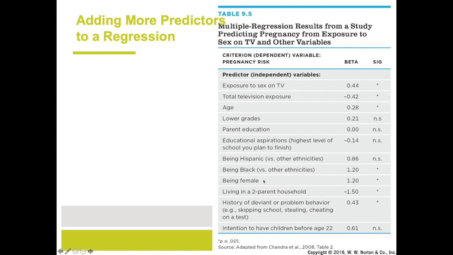So when it says being female, that's a categorical one, or being black or Hispanic. What those tell us is, regardless of your sex or your race, this is the effect of this variable. We also can interpret these betas as well. We can say age has a positive relationship when controlling for all of these other variables. So controlling for exposure and total TV exposure, etc. Being female, being black, etc. All those say those have a relationship with risk of pregnancy.